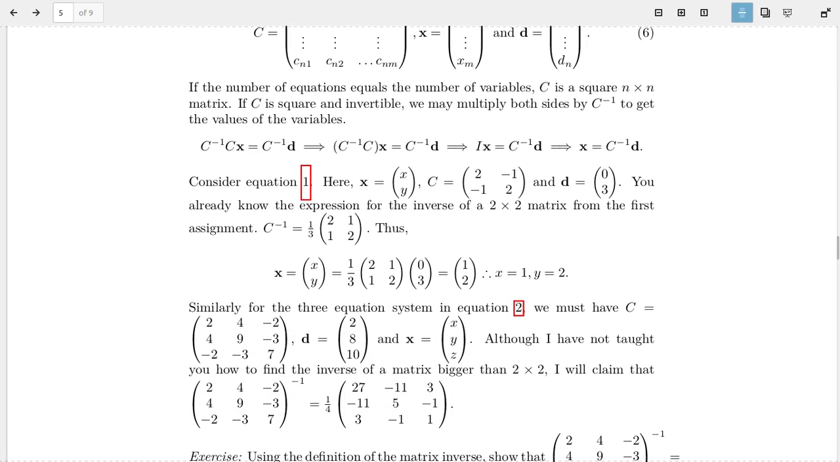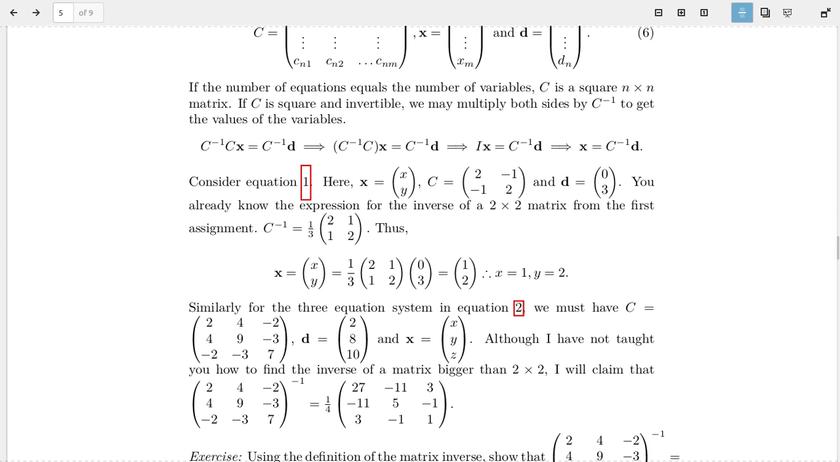Now, if Cx equals D, then I can multiply both sides by C inverse, the left hand side and the right hand side. By the associative property of matrix multiplication, I can associate C inverse and C. I do C inverse C first, before I multiply that by X. So this equals C inverse D. But C inverse C is just the identity matrix.